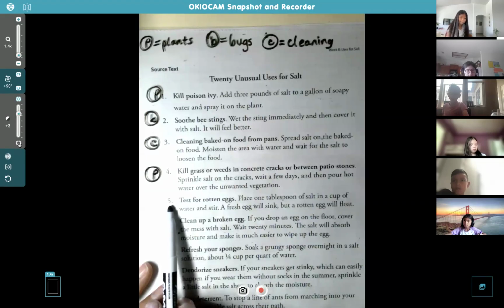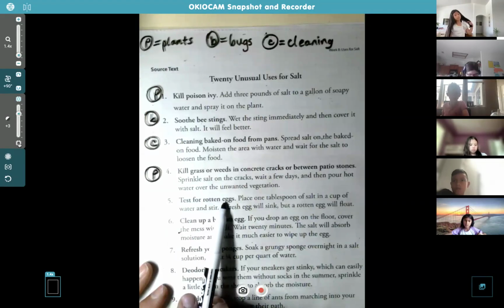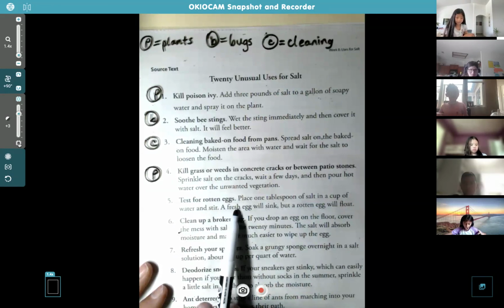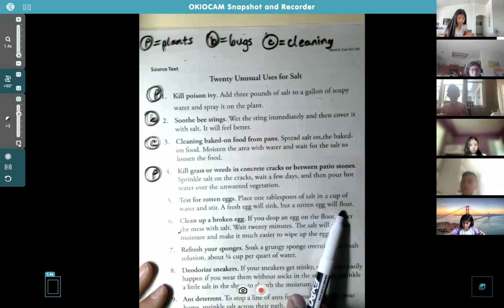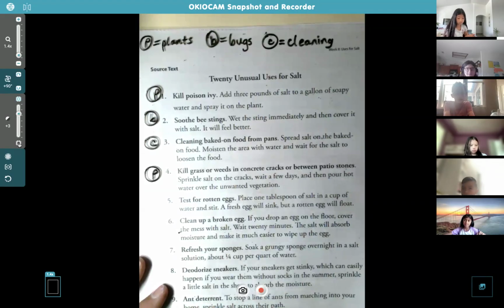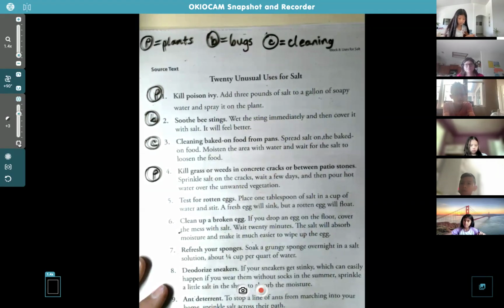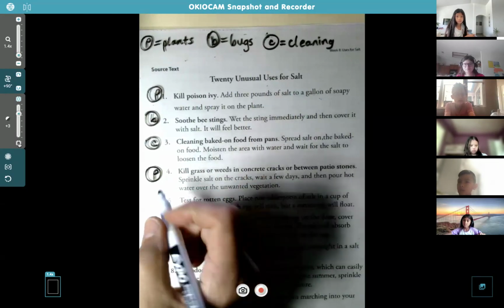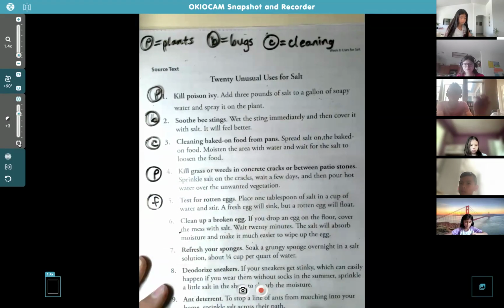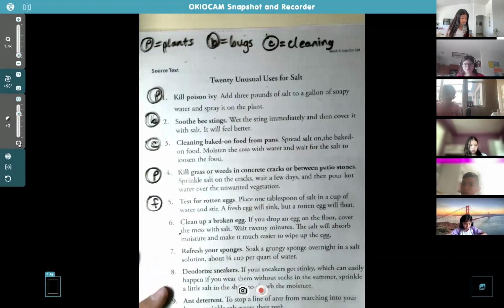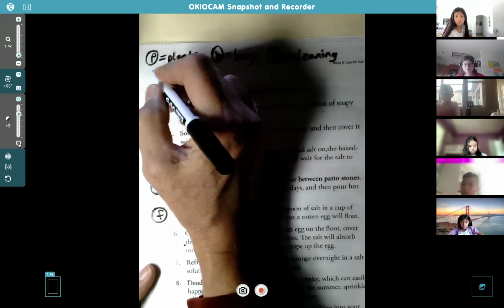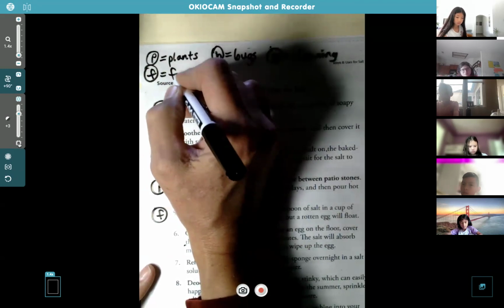Number 5, test for rotten eggs. Place 1 tablespoon of salt in a cup of water and stir. A fresh egg will sink, but a rotten egg will float. Weird, huh? So if you don't know if your eggs are good anymore, you can do that little test to see if it's good. But this has to do with food. So I think I'm going to call this one F with a circle over it. This is number 5. And if you have space somewhere on the top, let's do that one. F equals food.